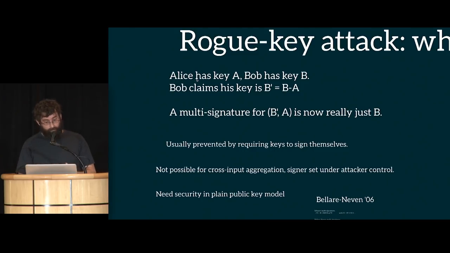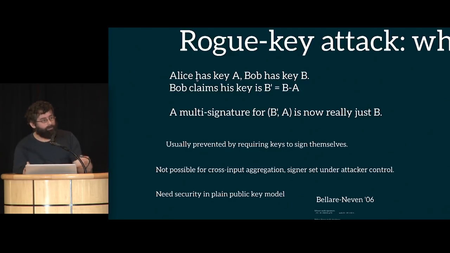But for cross-input aggregation, if we want to reduce all the inputs in a transaction to one, this is actually not possible, because the set of keys that sign are under the control of the attacker. So the example, again, say Alice has a number of bitcoins associated in an output with key A, and Bob wants to steal them.